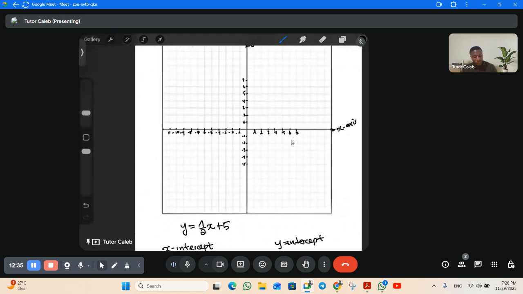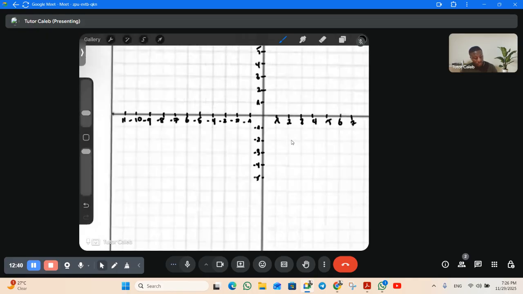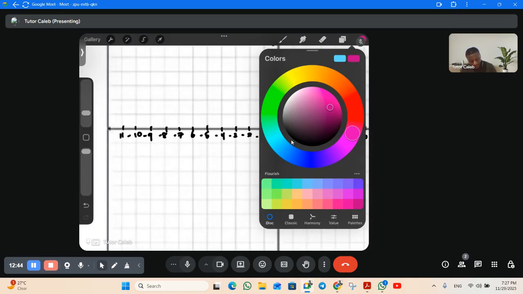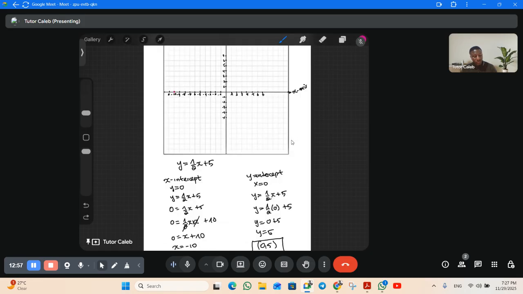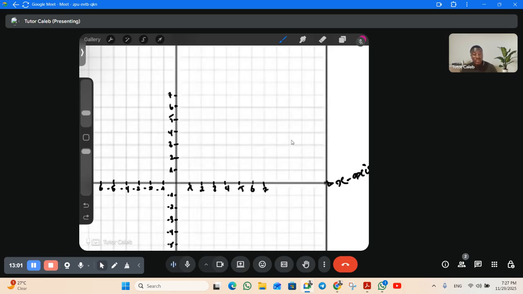Now, if I'm to plot the point negative 10 and 0, let me change this color. My point will be here. This is my point. Negative 10 on the x-axis and 0 on the y-axis. That's my point. Now, if I plot the point 0 and 5, 0 on the x and 5 on the y, they will be here.